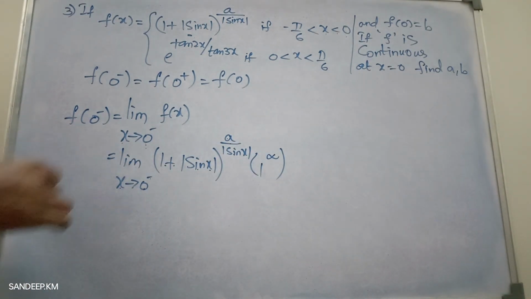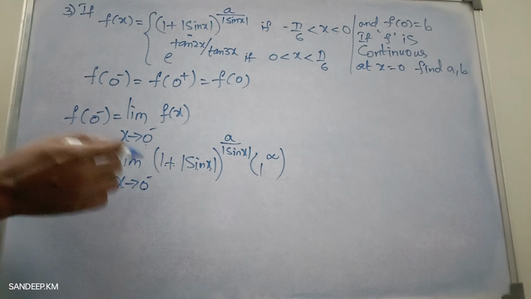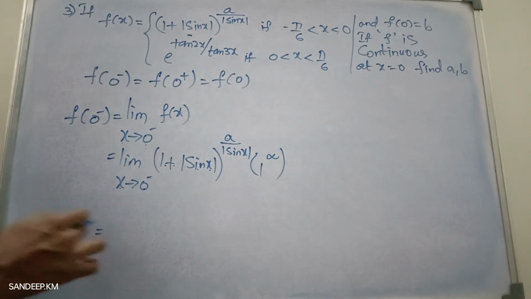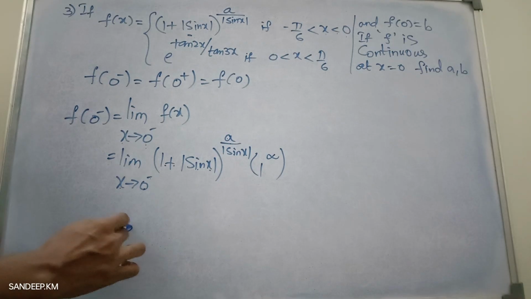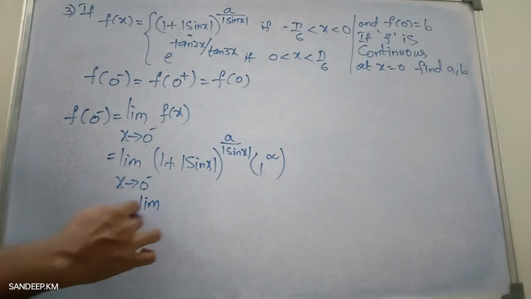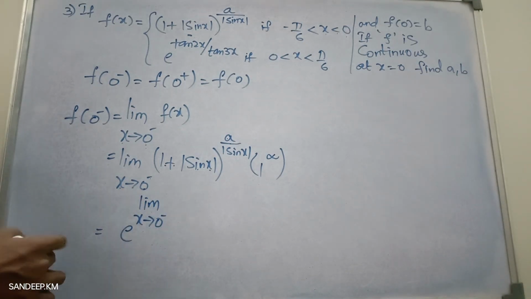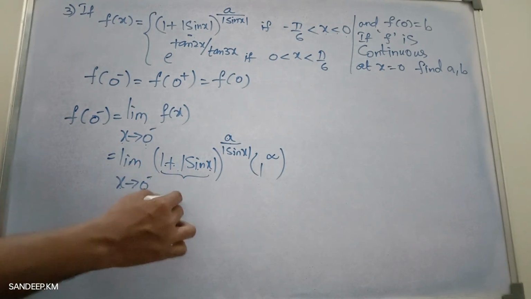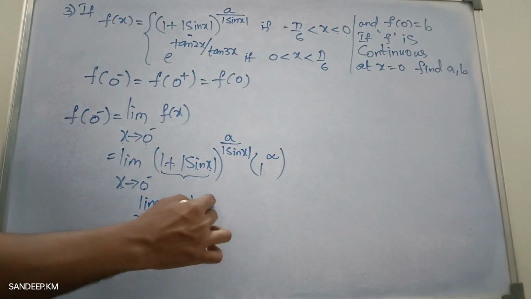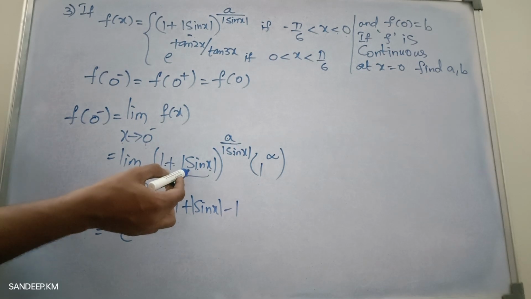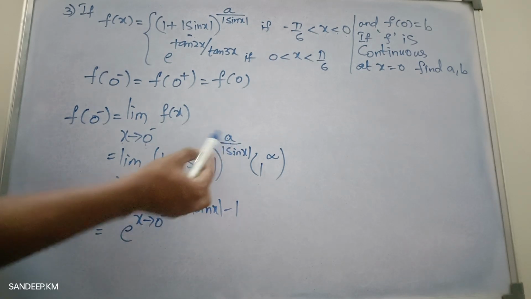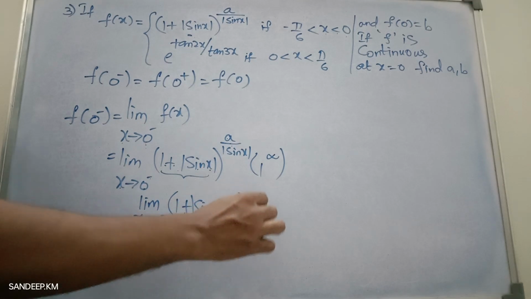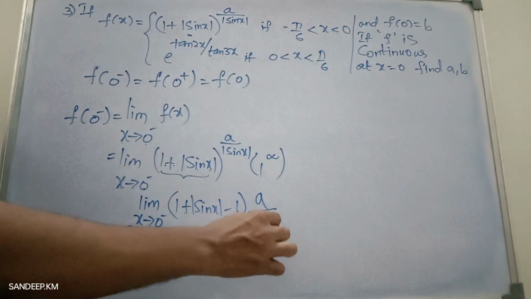Already we have discussed 1 power infinity form models. So what is the next step? You can write it as e power limit x approaches 0 minus. We will write the base minus 1. Base is what? 1 plus mod sin x minus 1. If it is f of x power g of x, we will write f of x minus 1 into g of x, which means a divided by mod sin x.